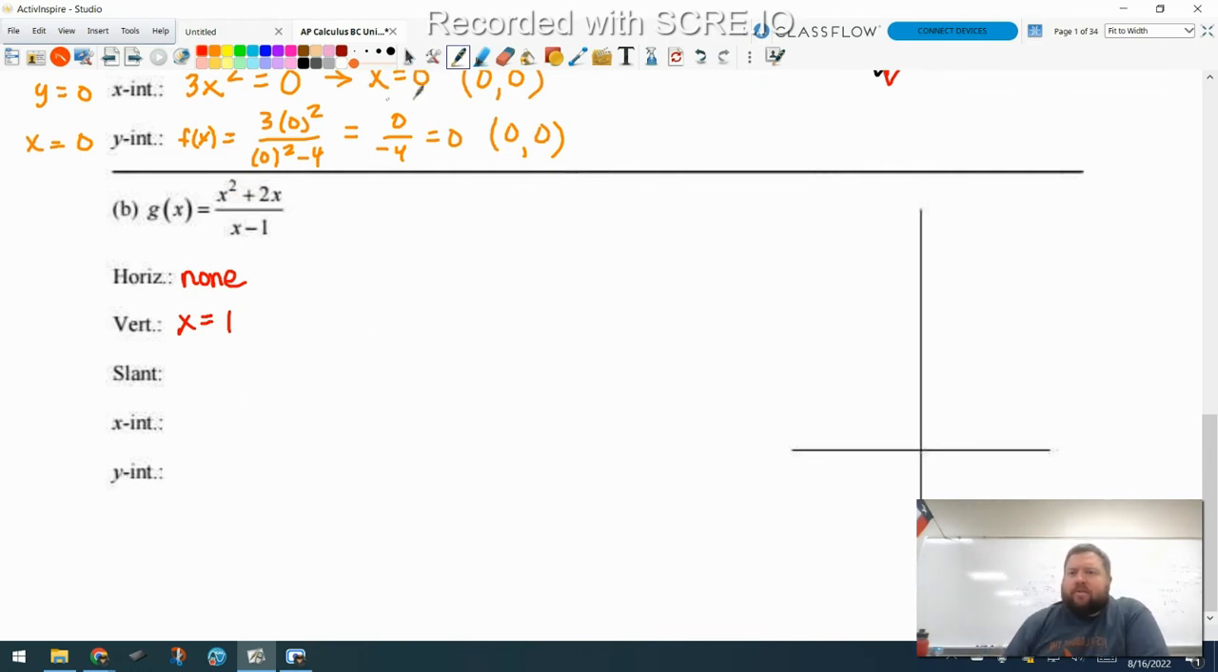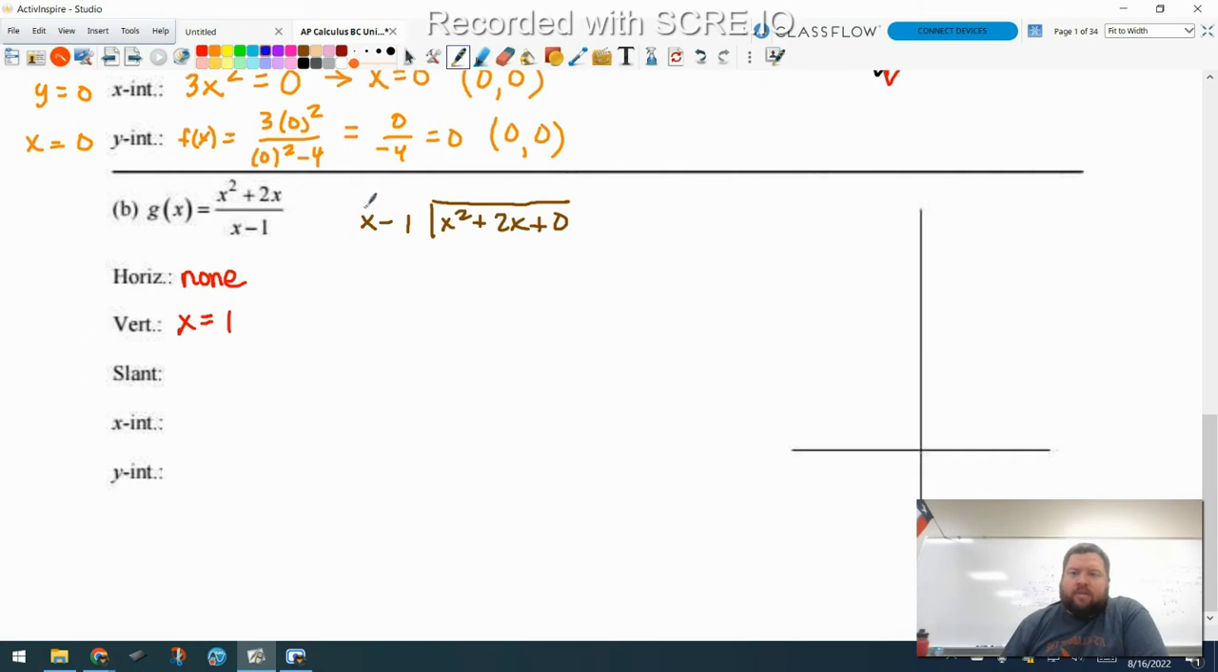All right, so how do we do the slant asymptote? We're going to have to do some division here. So I'm going to show you a couple different ways just because we're reviewing. So this is long division. Long division works on every problem. All right, so we're going to divide x minus 1 into x squared plus 2x. Notice I put a plus 0 because it was missing that last term. We're going to need a placeholder there for doing our work.